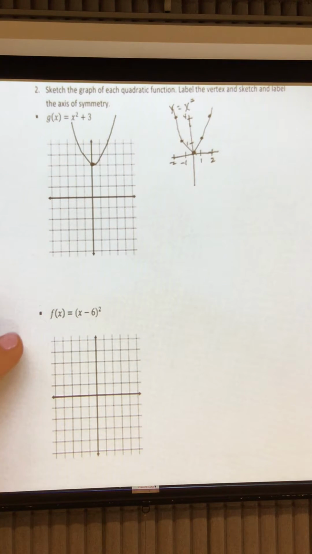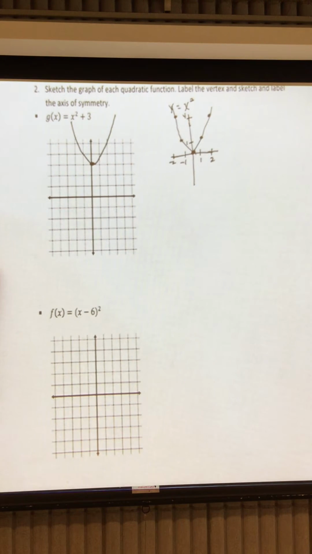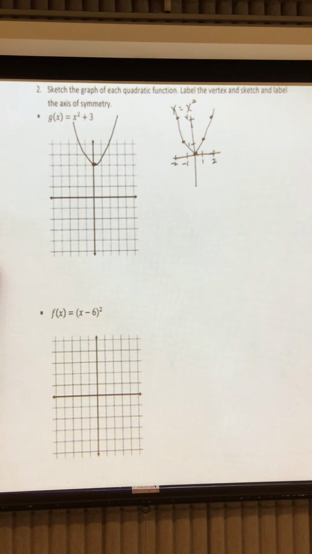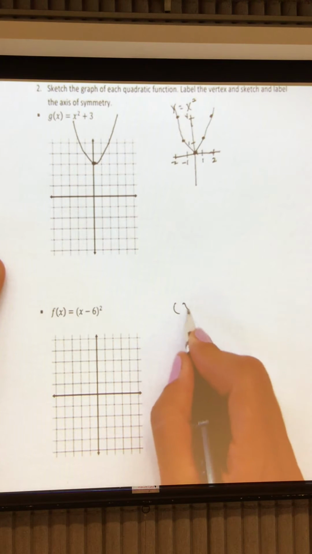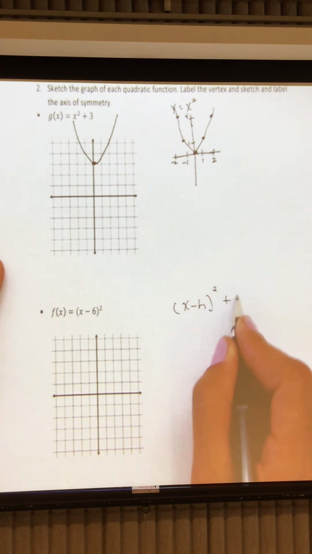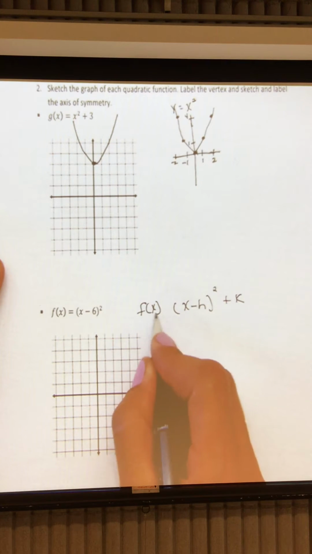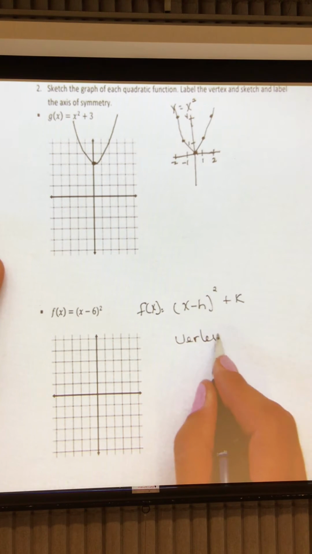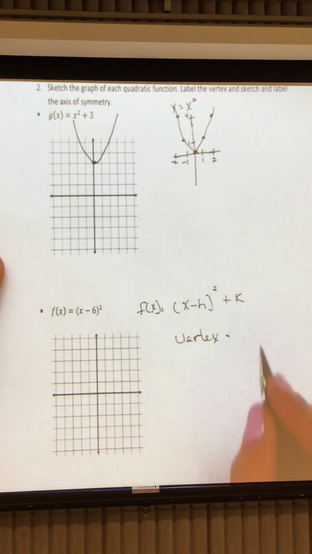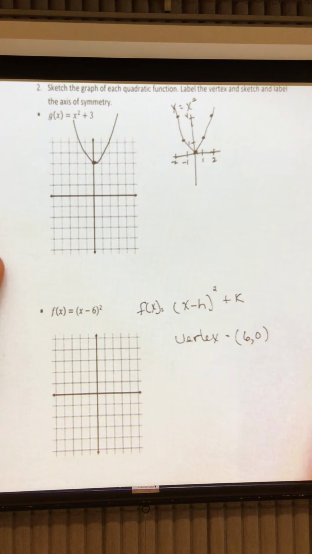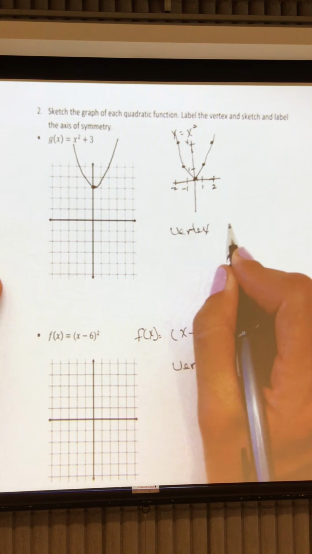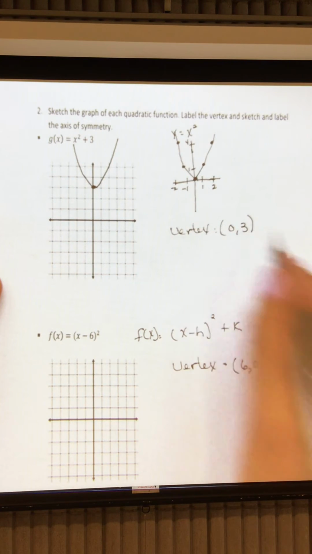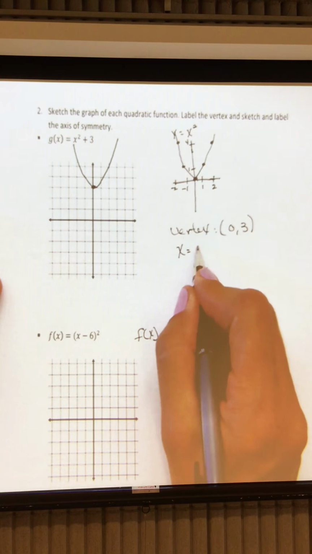The second problem, we have f of x is equal to x minus 6 squared. So the graph of x minus 6 squared is the graph of y equals x squared. However, it is shifted by 6 units. Again, remember we have the x minus h squared plus k, where our vertex is equal to 6, 0. So our vertex is 6, 0. Let me write down the vertex here for the first one. The vertex here is 0, 3. And the line of symmetry is equal to 0.